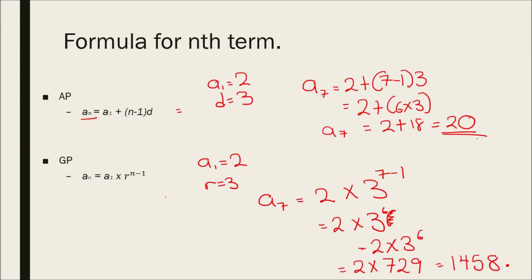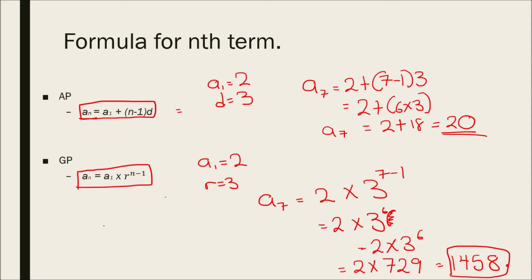The A7, or the 7th term in the geometric sequence, is 1458. Wonderful, awesome. So let me know if you have any questions regarding the formulas. Just remember, for an arithmetic sequence, we have this one. And for a geometric sequence, we have this one. So don't forget, A1 times r to the power n minus 1.